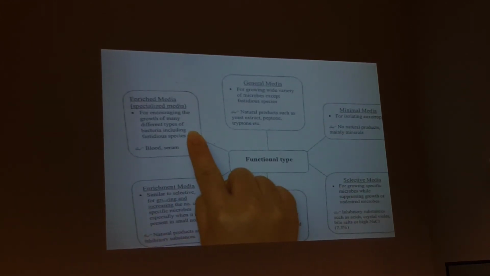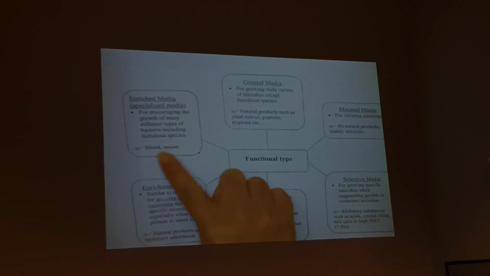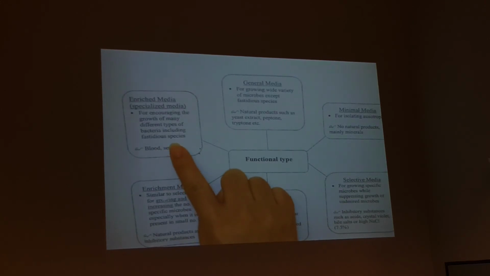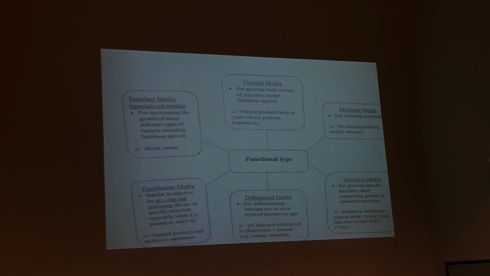Enriched media will contain blood and serum, so it can grow fastidious organisms. When it can grow fastidious organisms, it is very rich, so other organisms can grow too, but it is meant for growing fastidious organisms because of the rich complex growth factors inside. Inside your lecture notes there are actually many other different types of specialized media and so on. Not so important, we focus on this.